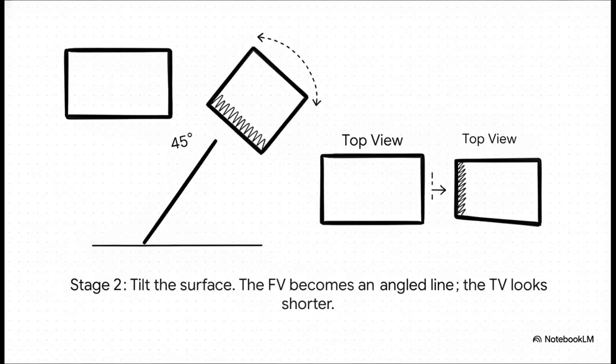Okay, on to stage two, the first tilt. We take that flat rectangle and we lift one edge up so its whole surface is angled at 45 degrees to the floor. Now, in our front view, that simple line pivots up to a 45-degree angle. But the really cool part is what happens to our top view. Because the rectangle is now angled away from us, it actually looks shorter from above. This optical illusion has a name. It's called foreshortening, and it's absolutely key to creating that feeling of depth.